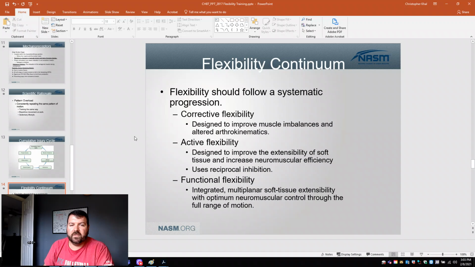All right, so getting on to the flexibility continuum, they like to call it. Flexibility should follow a systematic progression. You have corrective flexibility, which is designed to improve muscular imbalances and altered arthrokinematics. Then you have active flexibility, which is designed to improve the extensibility of soft tissue and increase neuromuscular efficiency. It uses reciprocal inhibition. And then you have functional flexibility, which is integrated multiplanar soft tissue extensibility with optimal neuromuscular control through the full range of motion.